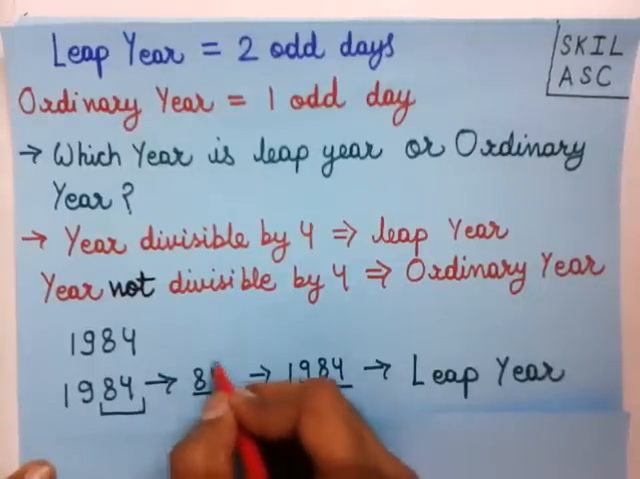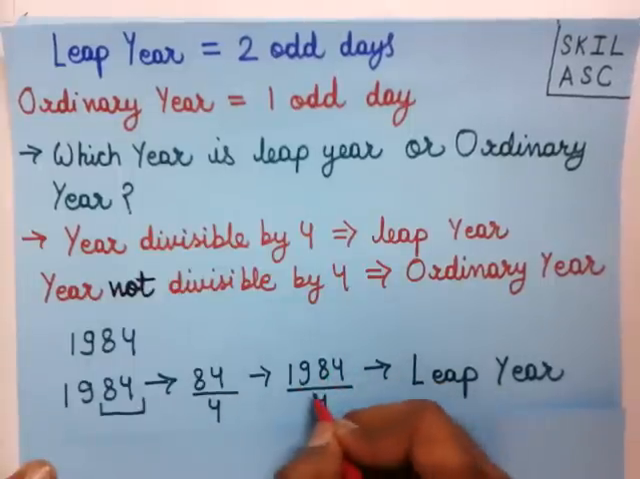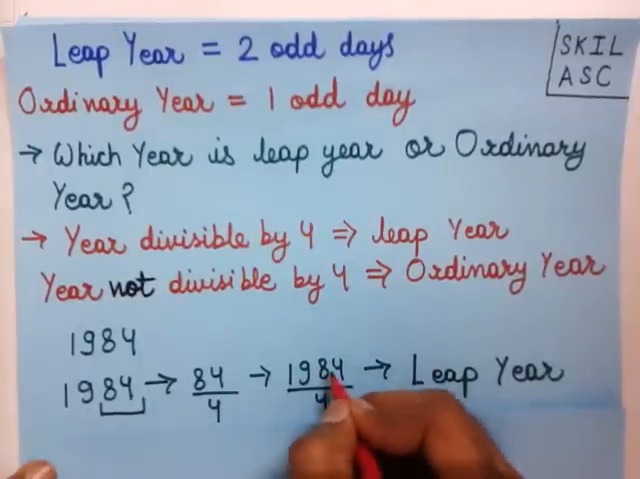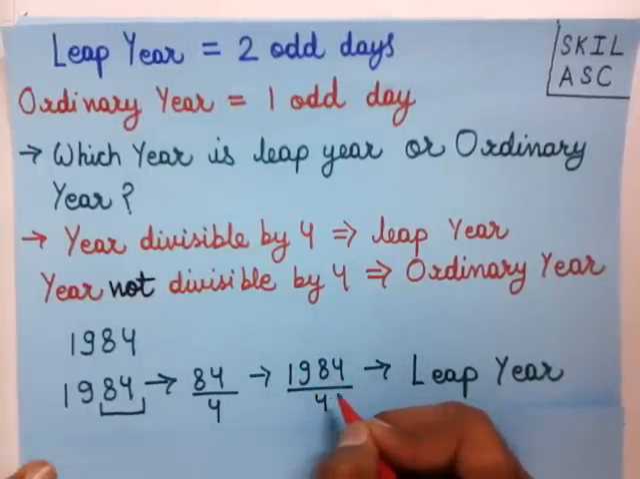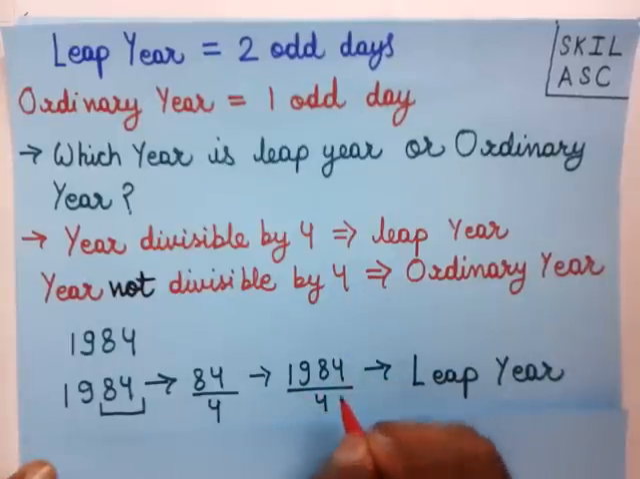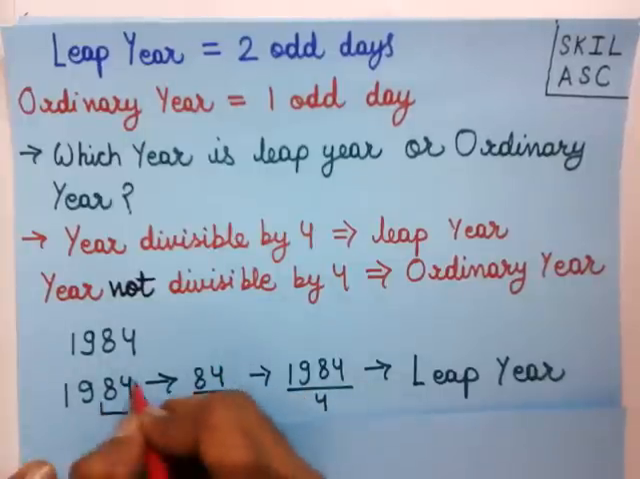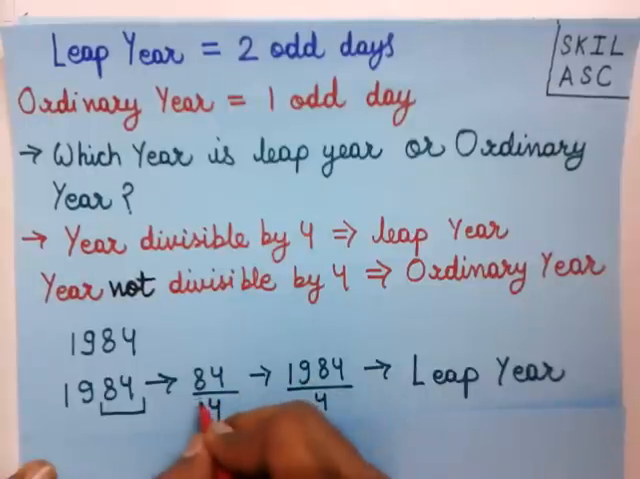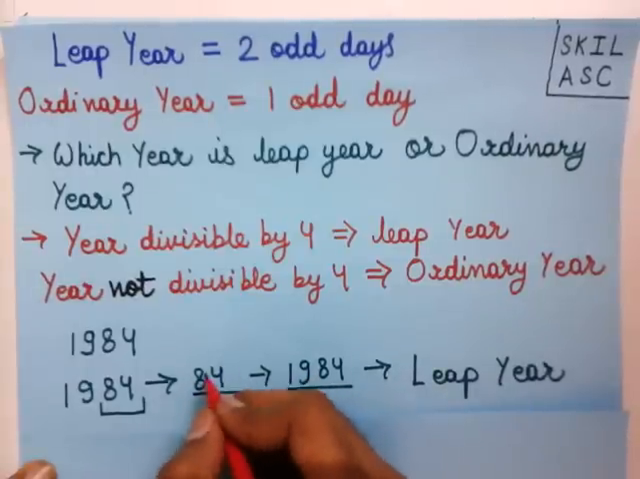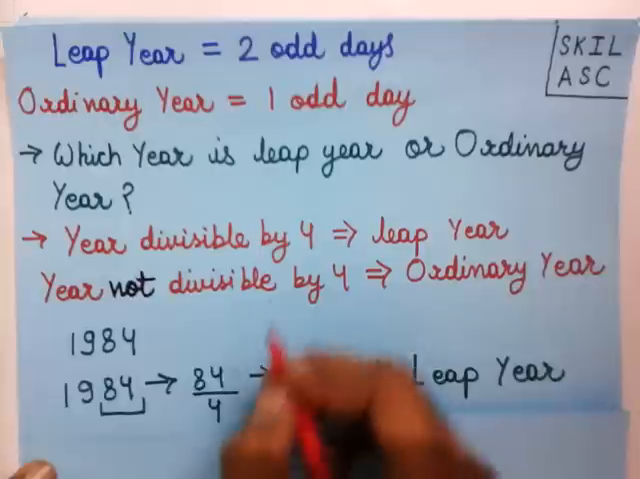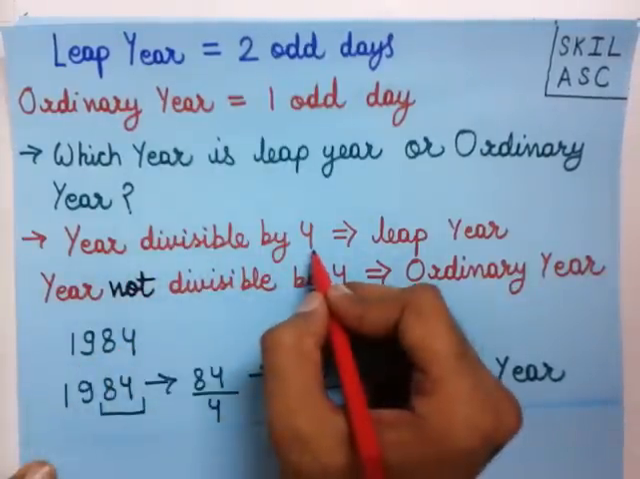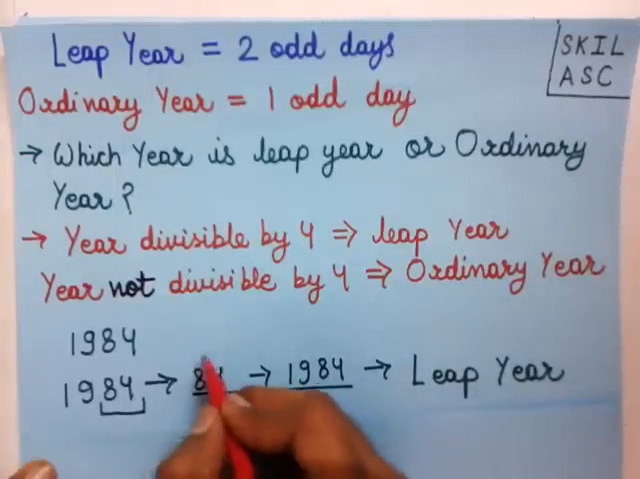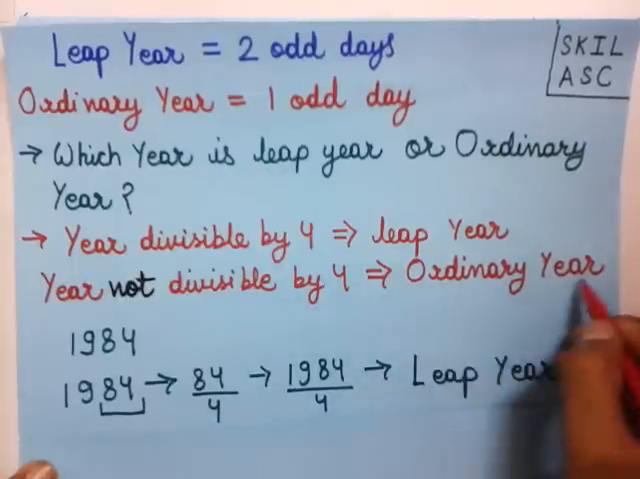Now we divide this two digit number by 4. And if it is divisible by 4, then it will mean that this complete number is divisible by 4. And if it is not divisible by 4, then it will mean that this complete number 1984 is not divisible by 4. So we don't need to divide this complete number by 4. It will take much time. You only need to take its last two digits, whatever the number is, form this number, divide it by 4 and check if it is divisible by 4 or not. If it is divisible by 4, then it will be a leap year. And if it is not divisible by 4, then it will be an ordinary year.